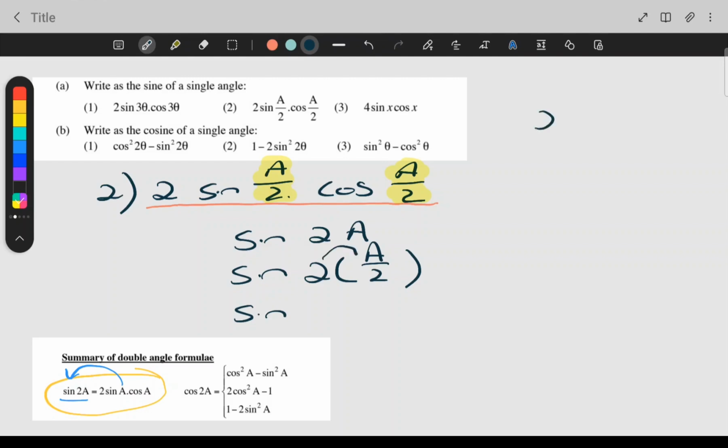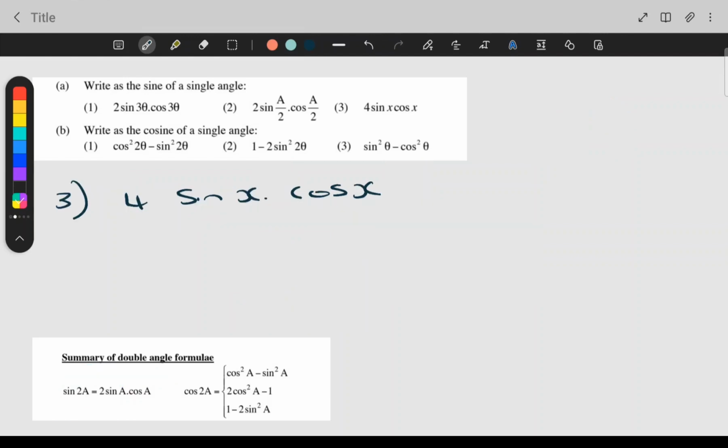2 times a over 2. This 2 and this 2 will cancel. So I'm left with a. And that's sine a. And then you took it back. You simplified. Number 3 says 4 sine x cos x, and you have to simplify to a single trig ratio.